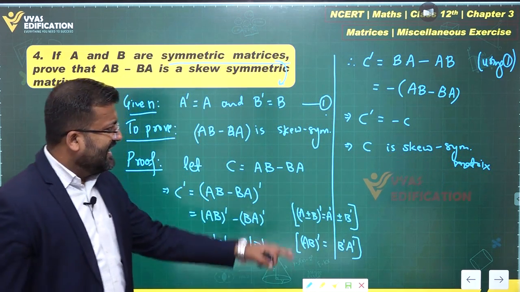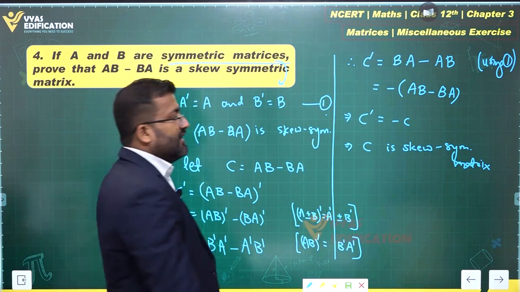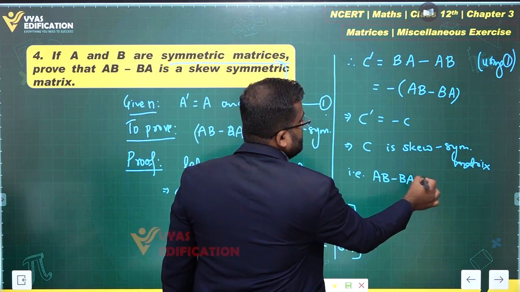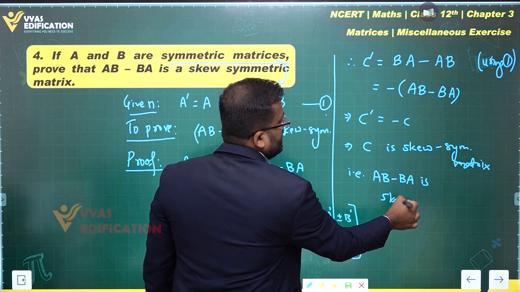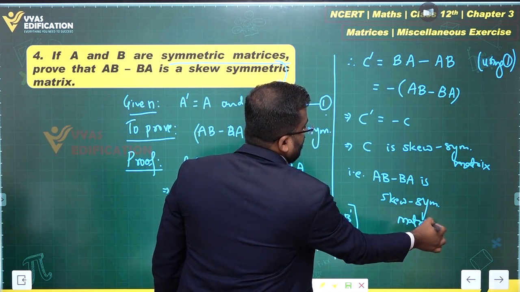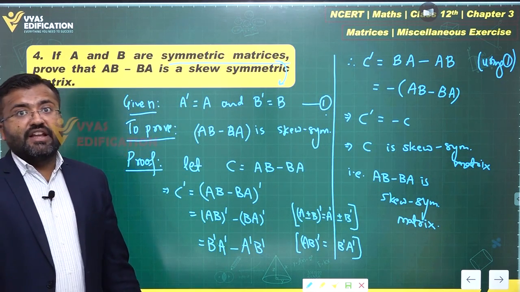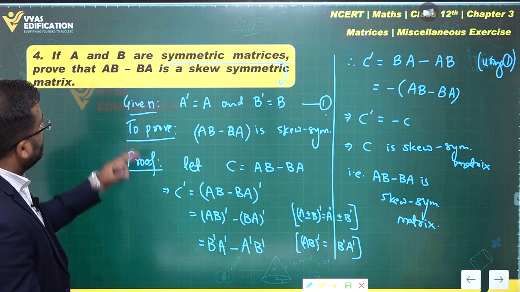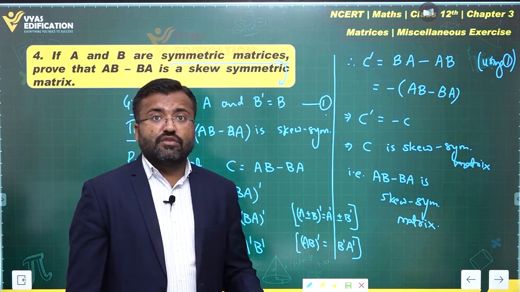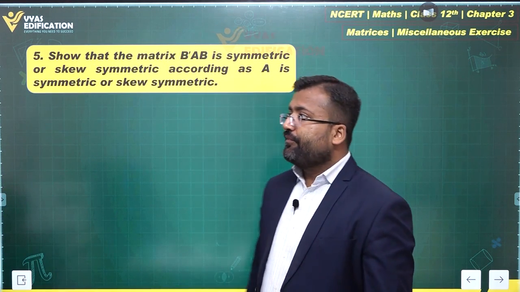What is C? C is AB minus BA. That is, AB minus BA is a skew symmetric matrix. That's what you have proved over here. That's what you have proved very easily. Is that all? Yes, that is all for this question. Let's discuss the next question.